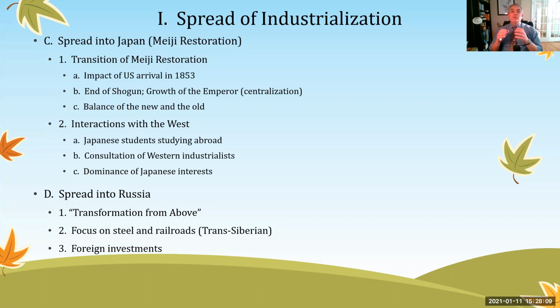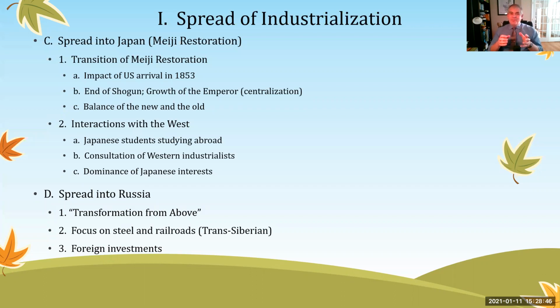So Russia's focus is going to be largely on the production of steel and railroads, the most famous of which is the Trans-Siberian Railroad. So Japan and Russia have something in common. Japan and Russia both utilize the central government to create policies to industrialize the nation. But the biggest difference is that Japan is much more successful at maintaining control over the process. Russia is going to start losing control. And a lot of that has to do with foreign investments.